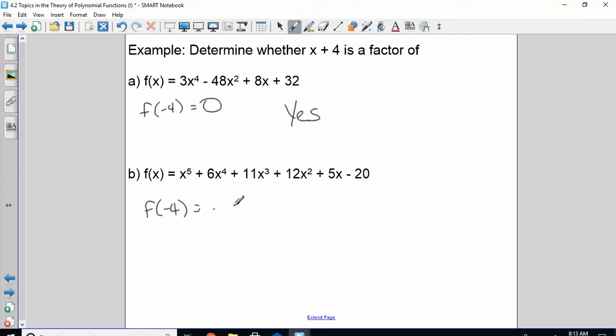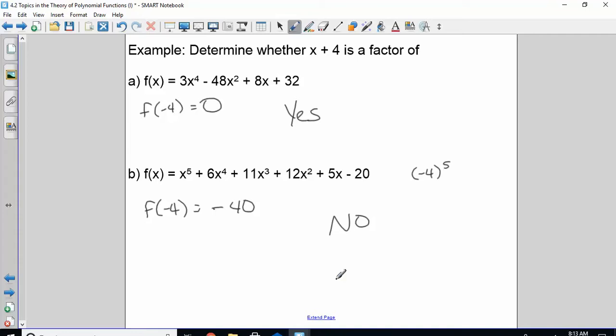Should be a -40. One thing to watch when you're plugging in, if you're putting in negatives, make sure you put them in parentheses. Make sure you type it in as a -4 and then put your fifth power on the outside just so you don't have problems. But when you plug in the -4, you should get -40, so that one is not a factor.